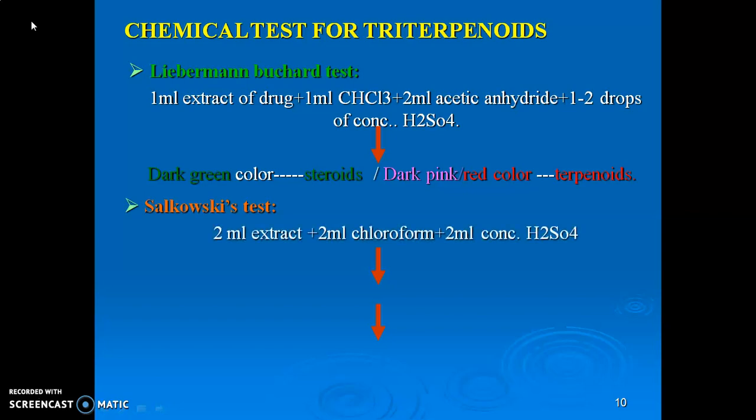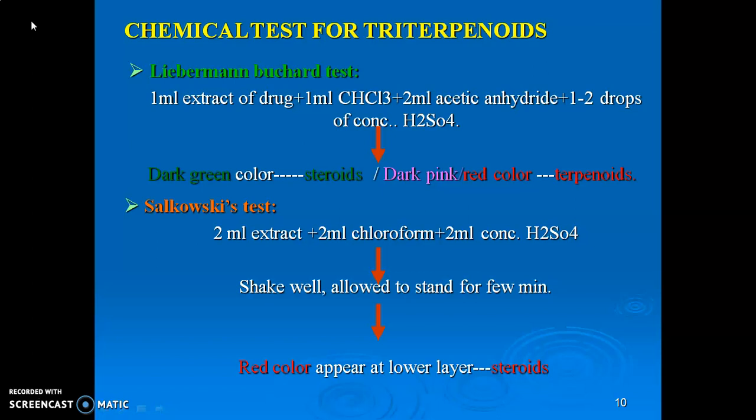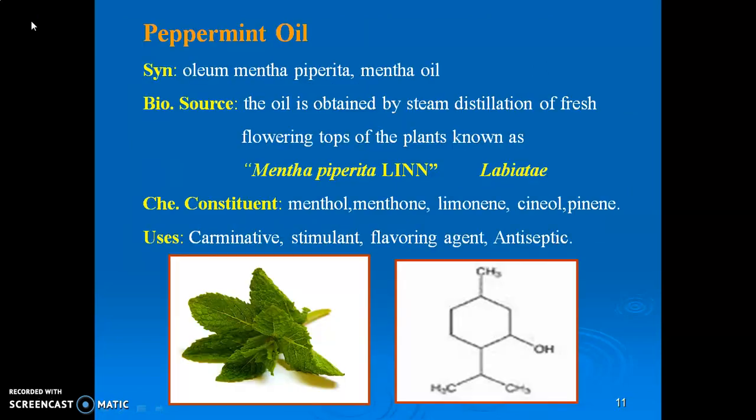Then the second one, the Salkowski test. Take 2 ml of extract, 2 ml of chloroform, 2 ml of concentrated H2SO4, shake well and allow to stand for a few minutes. Then there is a development of colors: a red color at the lower layer indicates the presence of steroids, and a yellow color at the lower layer indicates the presence of triterpenoids.